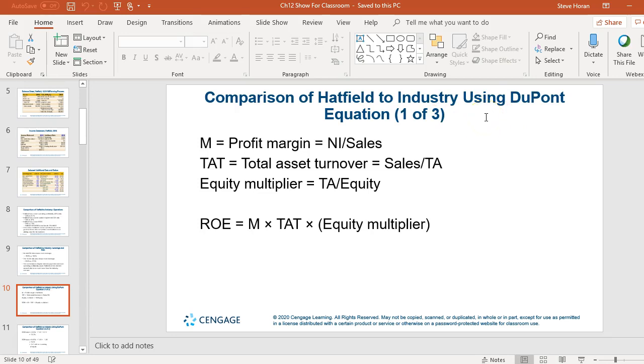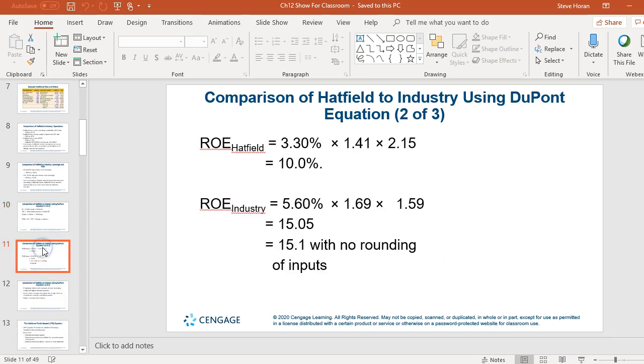Remember, this goes back a few chapters. I believe it was chapter 4, where we looked at ratios and the DuPont equation. And remember, the DuPont equation is made up of 3 categories. M, meaning margin, is net income divided by sales. TAT is total asset turnover, sales over total assets. Equity multiplier is total assets divided by equity. The combination of the 3 categories multiplied by each other gives you your ROE. They're going to give us the ROE of Hatfield, which is 10, while the ROE of the industry is much higher at 15. So obviously we're not doing that great.